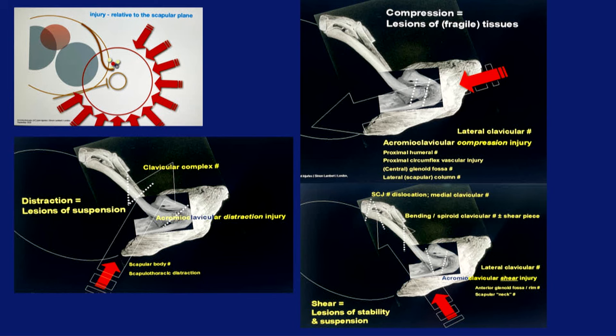If you study the force vectors related to the scapular direction, you can see that there are various types of forces which are causing these injuries. First are compression injuries like this. These are lesions of fragile tissue. Then come the shearing forces from the back, and this affects the lesions for stability as well as suspension, and some lesions from the posterior aspect can cause lesions of suspension. Here a great force is there. Scapulothoracic dissociation can occur with this type of great force.